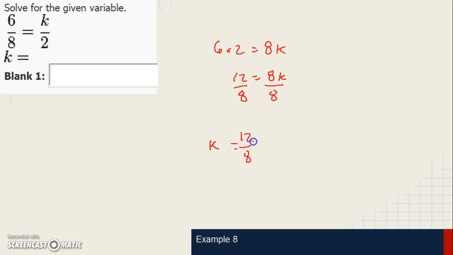Because I can already identify a number that both of them can be divided by, I'm going to go ahead and simplify this fraction: 4 goes into 12 3 times, and 4 goes into 8 2 times. Come over here, 3 over 2.